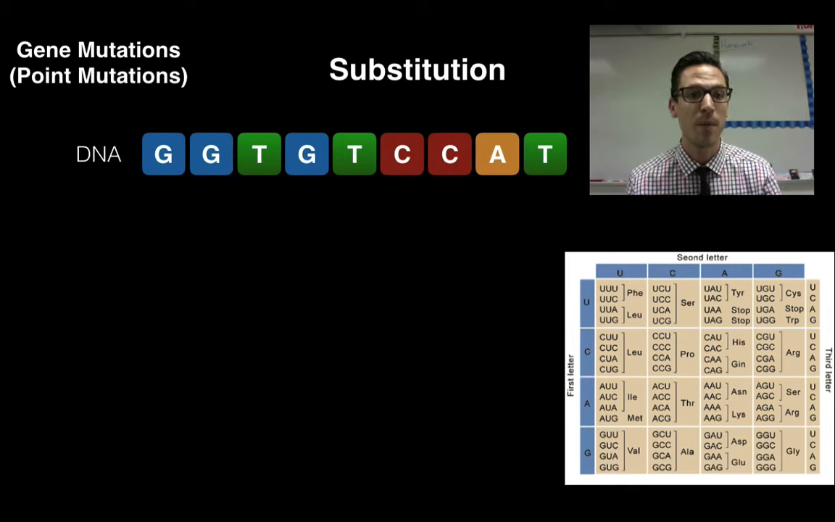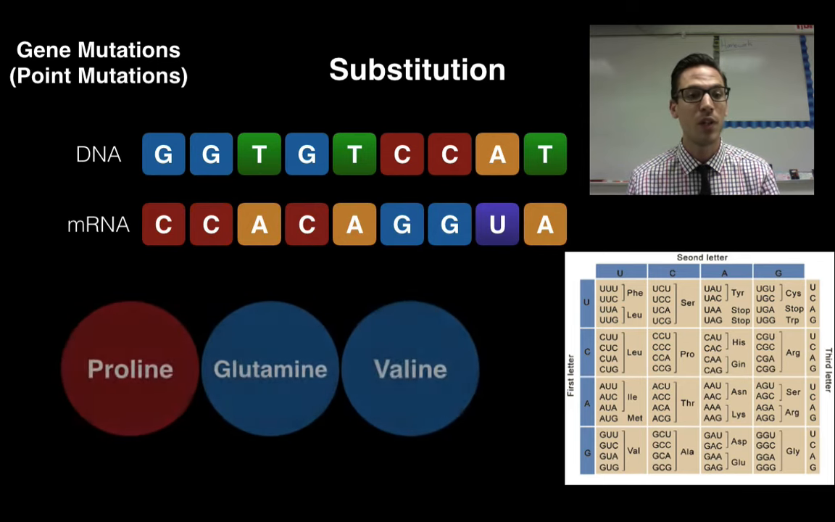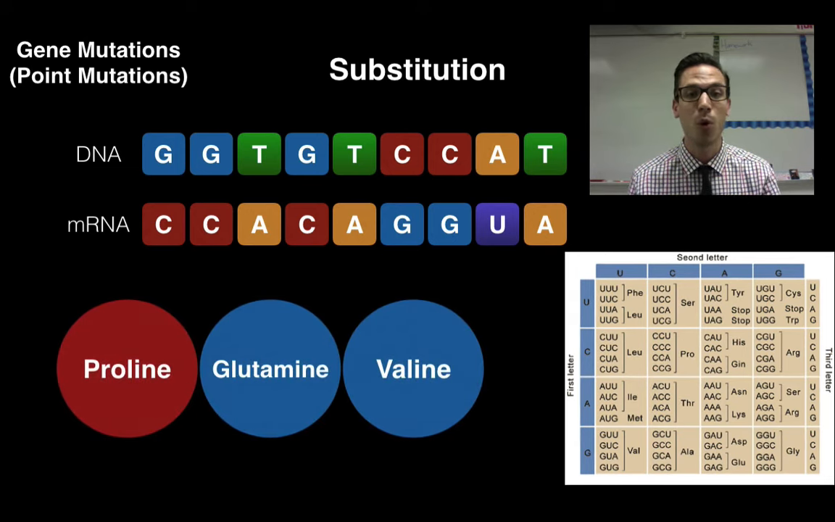Well, now when I transcribe this, I'm going to get a change in my second letter to a C now. And now when I translate that, my protein is going to come looking like this. Now it's going to be proline, glutamine, valine. So in this case, I caused a change to my protein, which could be good, it could be bad, it depends, but this does result in a phenotypic change. Why? Well, because it resulted in a change in my amino acid sequence. But not all mutations have to cause a phenotypic change to the protein.